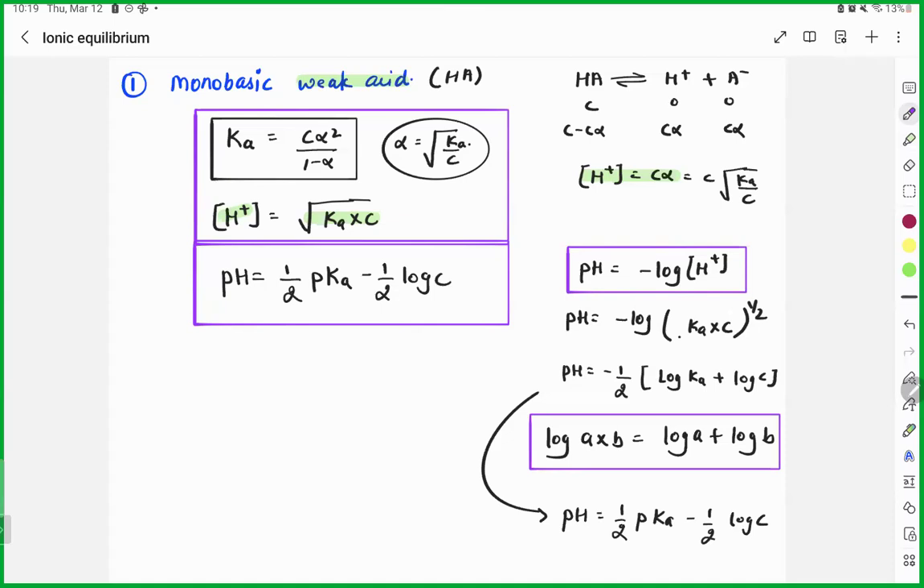If you want to calculate pH and pKa is given, you can calculate this. Concentration and pKa given, you can calculate. Or pH given, pKa given, you can calculate the C value. Correct? This is for a monobasic weak acid. For a monoacidic weak base, you can calculate exactly in the same way. So I will not repeat.